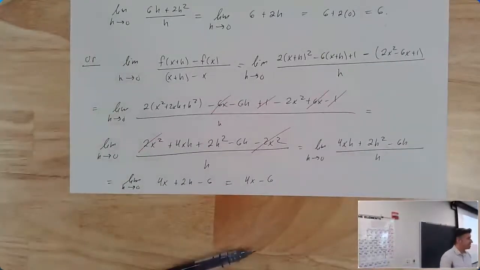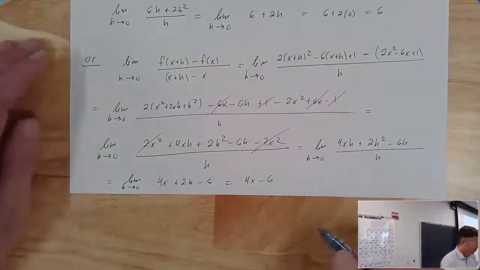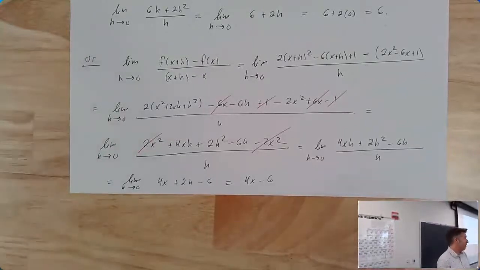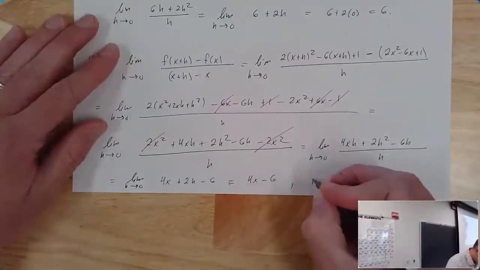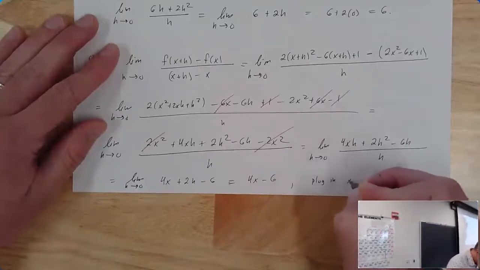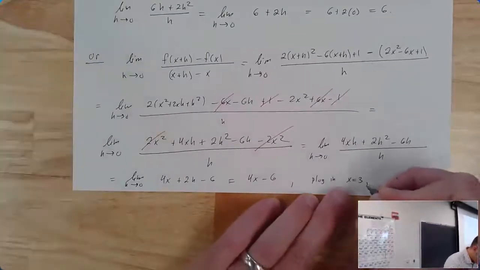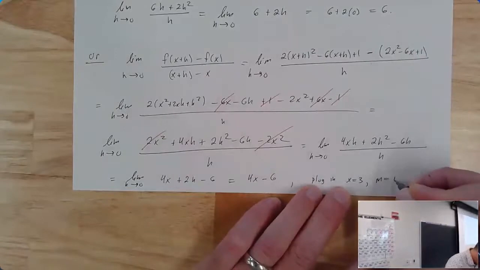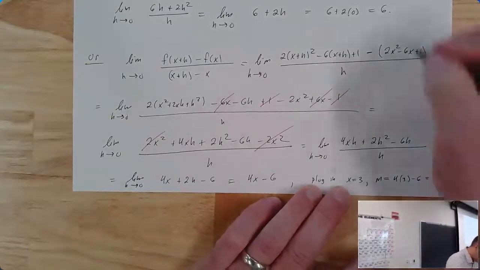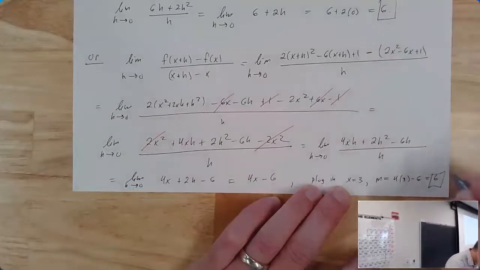So that's the slope of the tangent line for any value of x. And then we want to know what the slope of the tangent line is specifically at 3. So plug in x equal to 3, and we're going to get a slope of 4 times 3 minus 6, which is 12 minus 6, which is 6, just like we got there.